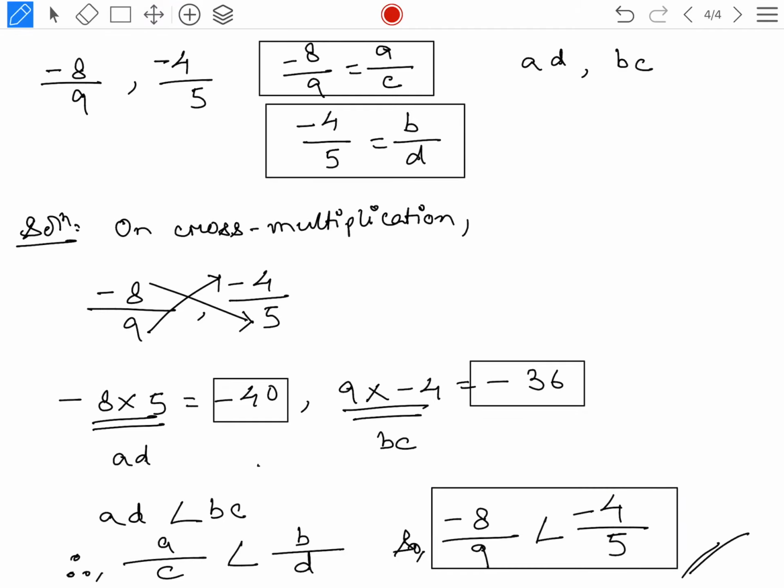Understood? So today we have learned about comparison of rational numbers by two methods. The first one was the LCM method and the second one was the cross multiplication method. So this much for today, and you will revise the class, you will take the notes. Okay, thank you.